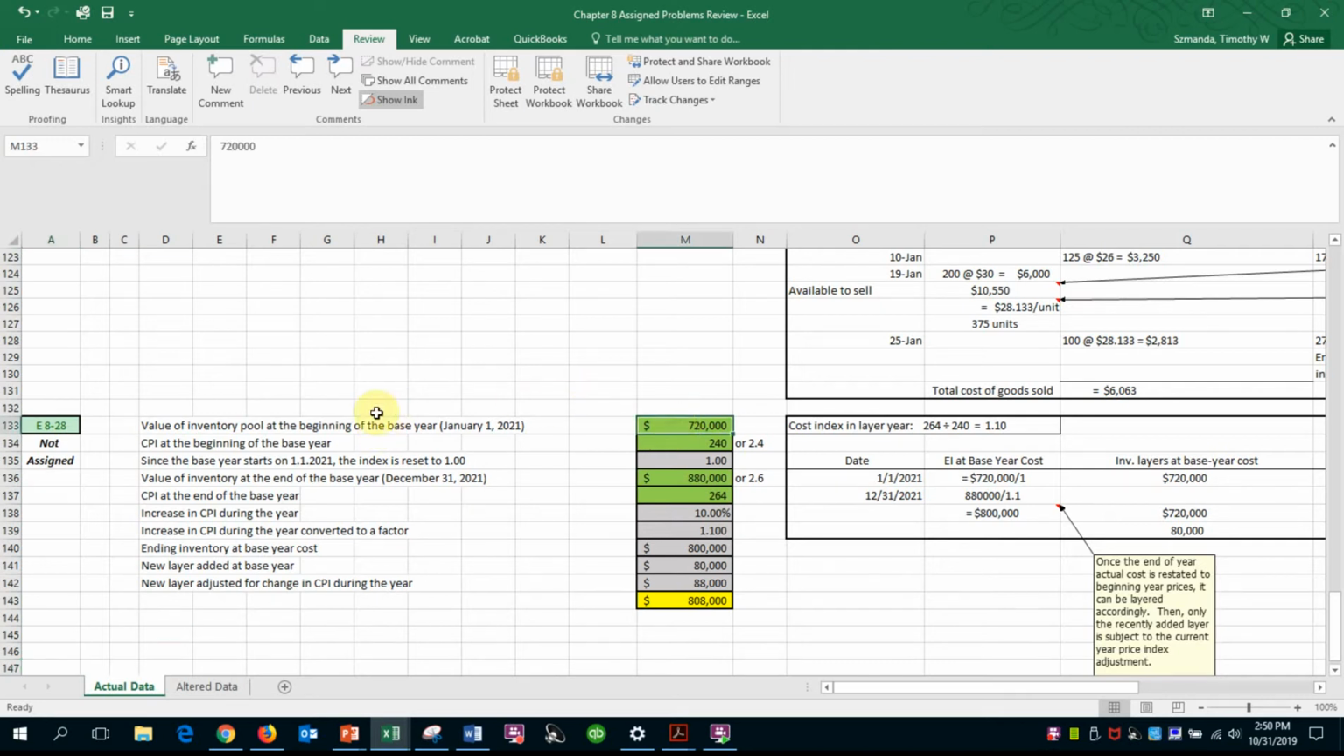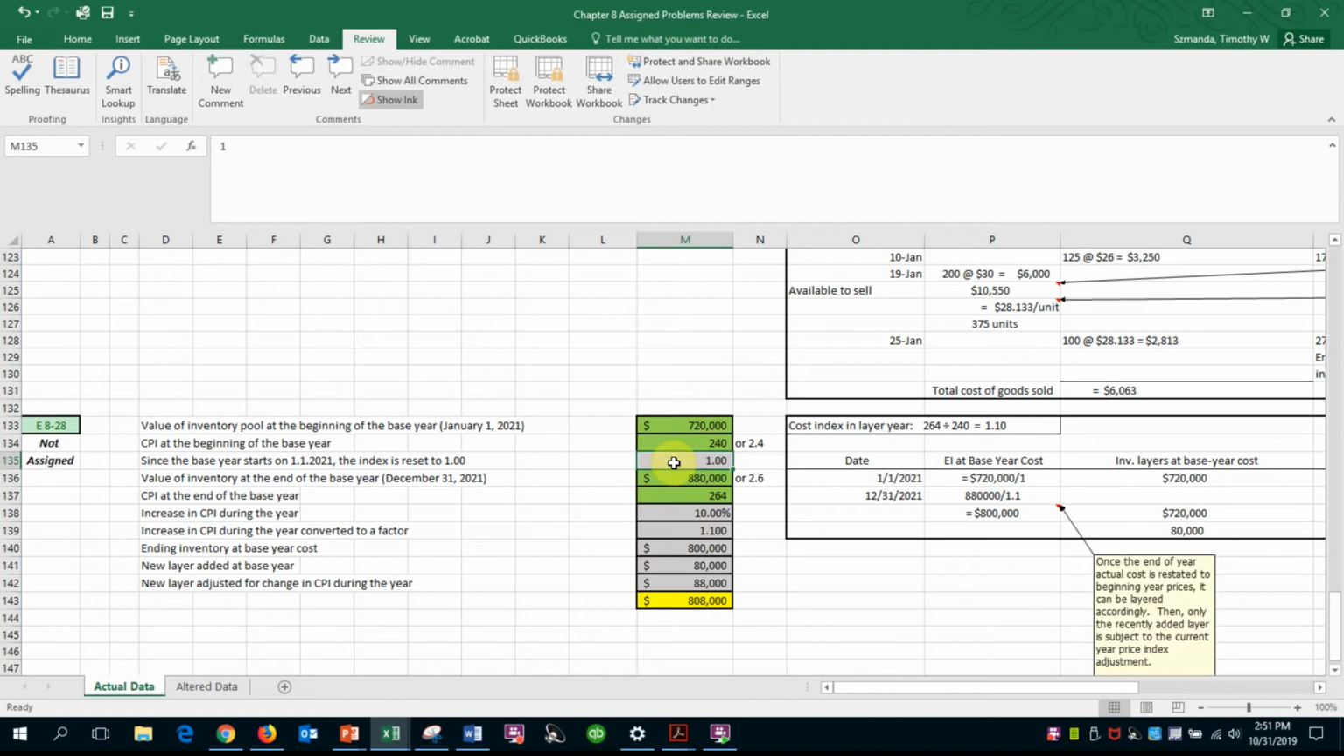720,000, and they tell us that it's as of the beginning of the base year. That's important because that means that this is our starting point. This is our base. So the price index at our base time, which is January 1st of 2021, is going to be 1. In other words, there is no inflation yet, or there are no price changes, because we decided we're going to start completely new this set of calculations on January 1st, 2021.